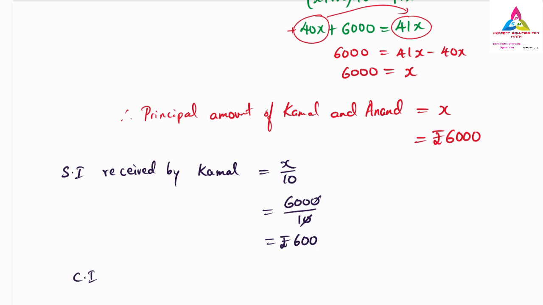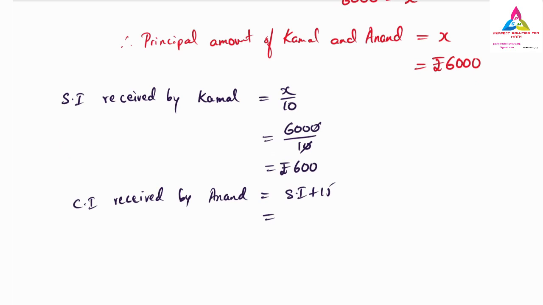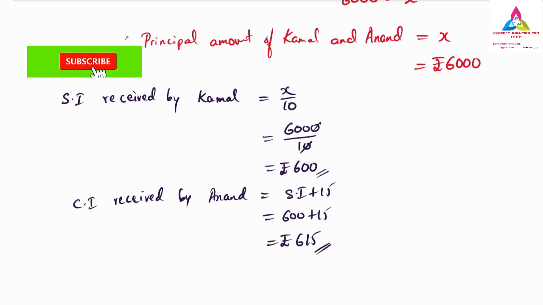So the compound interest received by Anand. Now we go for what Anand received, that is obviously the simple interest plus 15 rupees more. So how much? 600 plus 15, that will become rupees 615. So this is your answer.